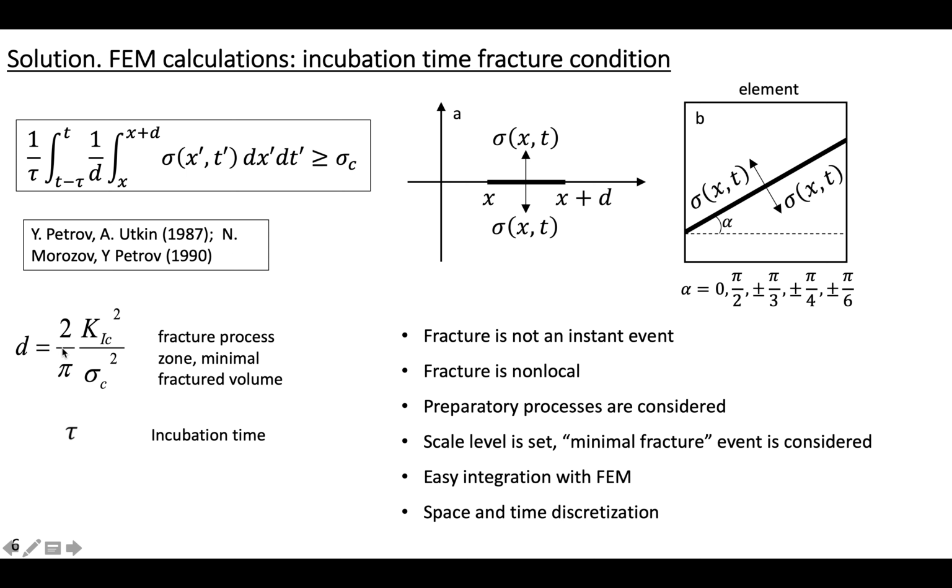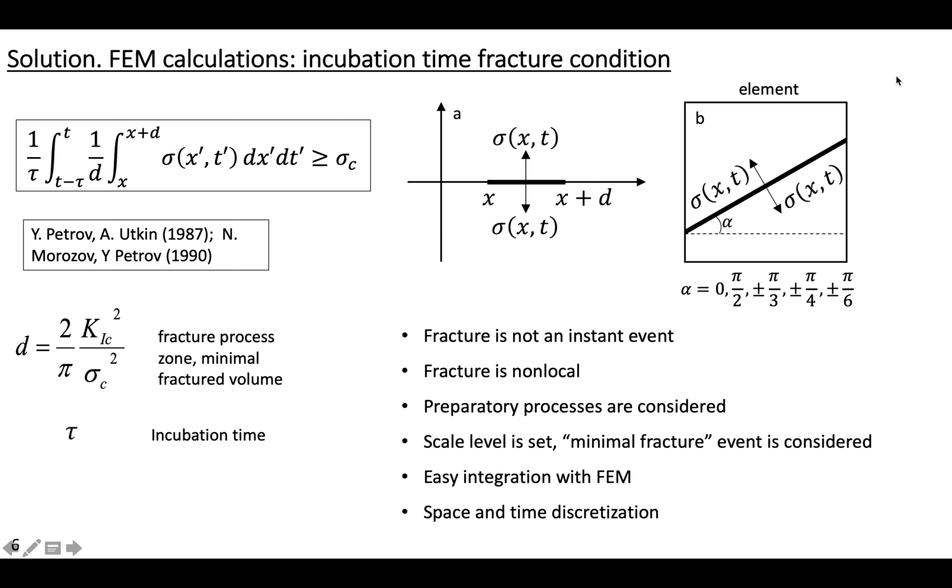Here d is the special fracture parameter which characterizes minimal fracture size, and this way sets the scale level of the fracture consideration. And tau here is the incubation time. According to this model, fracture is not an instant event, and it needs special preparatory processes to precede the macroscopic fracture. For these processes to occur, some time is required, and this time is the incubation time. In fact, these processes are of relaxation nature, and thus the incubation time is the characteristic time of the relaxation processes which precede fracture at a chosen scale level.